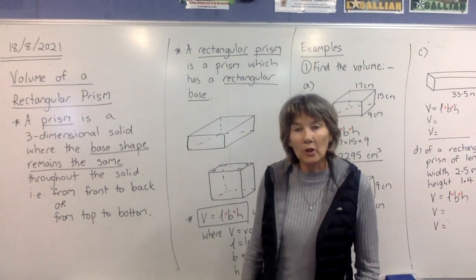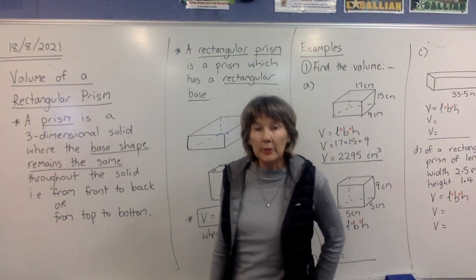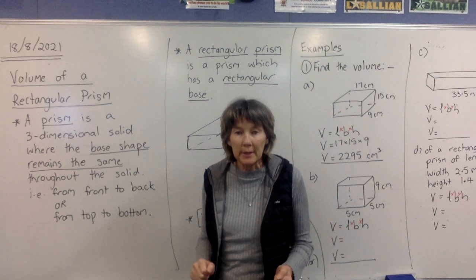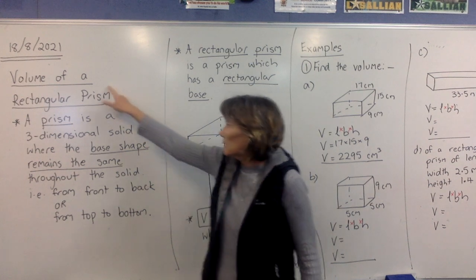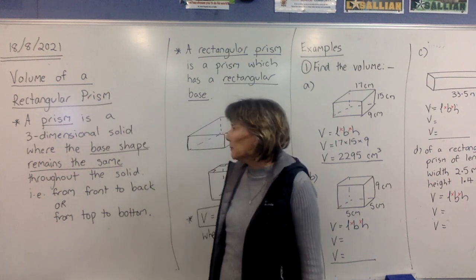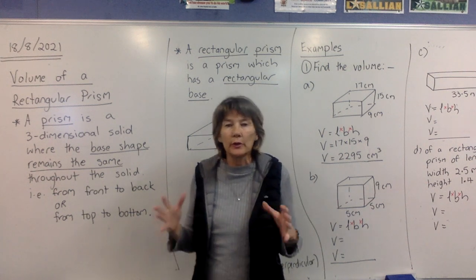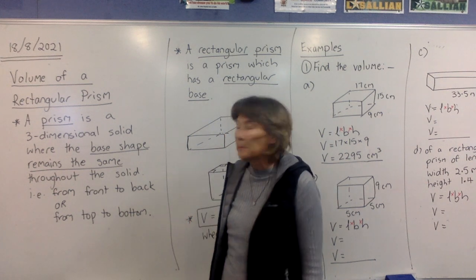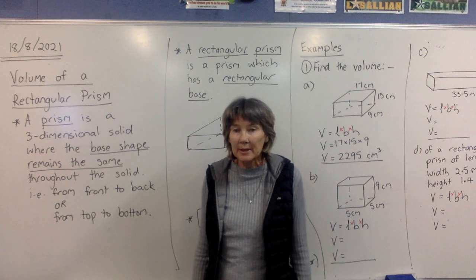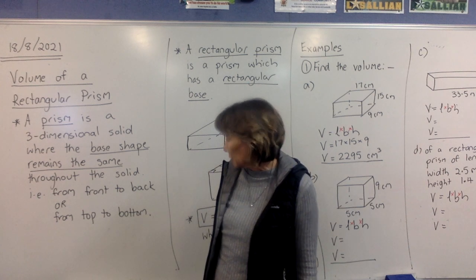Boys, we're doing volume of a rectangular prism. So we're just going to break down some of these words and see what they mean. So firstly, the word prism. A prism is a three-dimensional solid or three-dimensional object where the base shape remains the same throughout the solid.